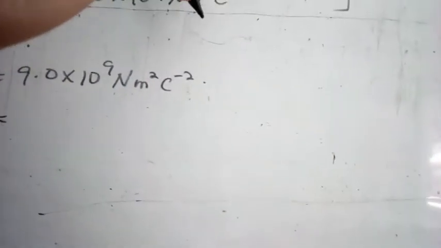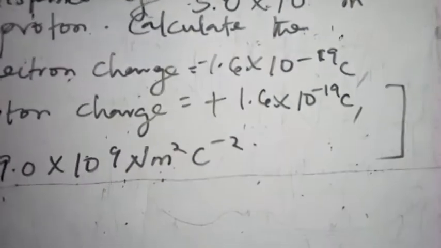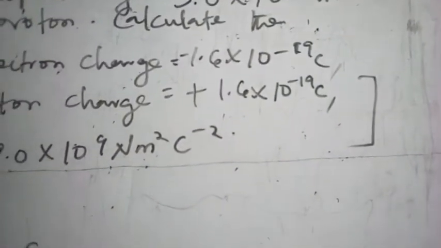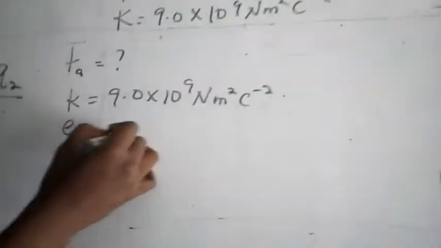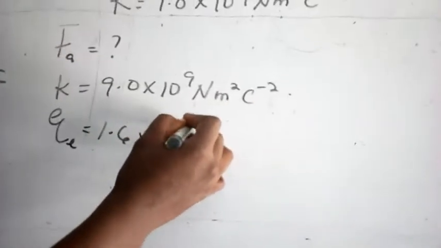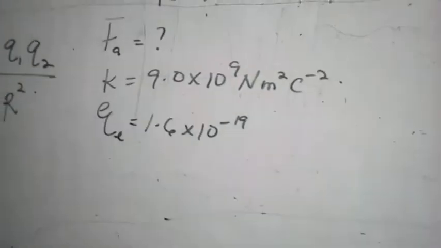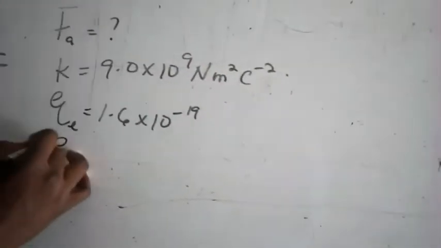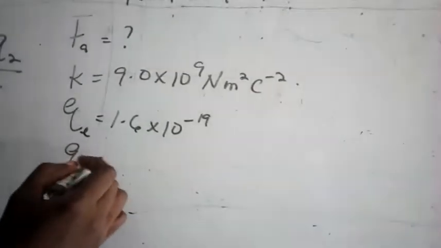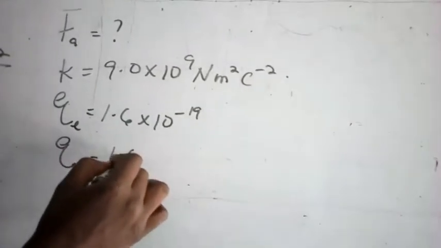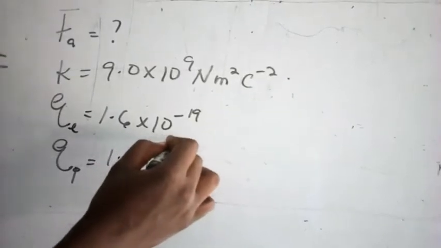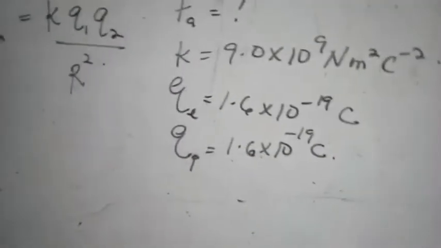Now this negative that you are seeing in this question does not mean that you have to put minus. It's just showing the charge. So you just put 1.6 times 10 raised to the power minus 19. It doesn't mean that you should now put minus. No, it's just showing that it's negatively charged. And QP, the charge for proton, is 1.6 times 10 raised to the power minus 19 coulombs. Some people might be asking me, why are they the same?